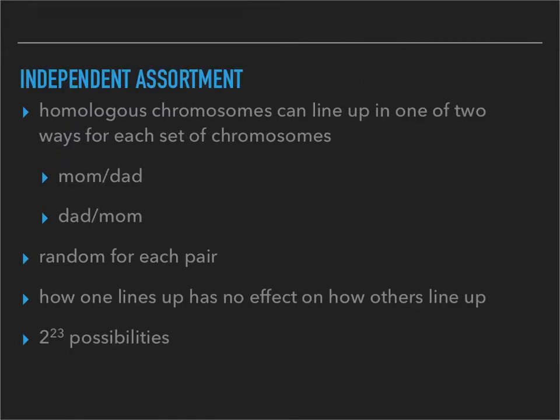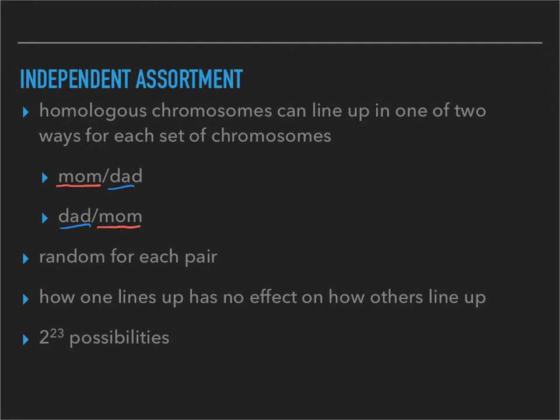Independent assortment refers to how homologous chromosomes can line up in one of two ways for each set of chromosomes during metaphase of meiosis. They could either go moms, which we're going to put in red, with dad, or dads with moms. It's random for each pair.